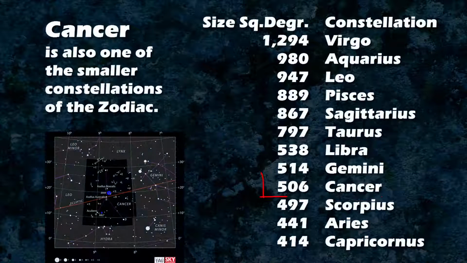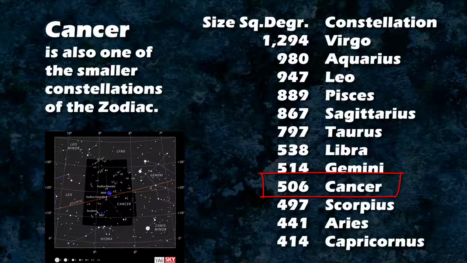Cancer is the dimmest constellation of the 12 zodiac members. There are no bright stars in this section of our night skies. At least they're not bright as seen from Earth. Naturally, the closer you get to a star, the brighter it seems. But there are some very interesting treasures in Cancer.